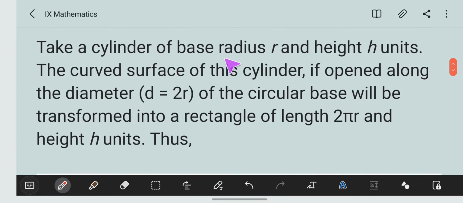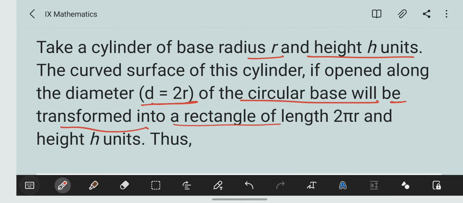Take a cylinder of base radius r and height h units. The curved surface of this cylinder, if opened along the diameter d equals 2r of the circular base, will be transformed into a rectangle of length 2 pi r and height, which is the breadth, as h units. So the area of the rectangle will be length into breadth. So 2 pi r is the length and the breadth is h. So 2 pi r h. This is another way of getting the curved surface area.